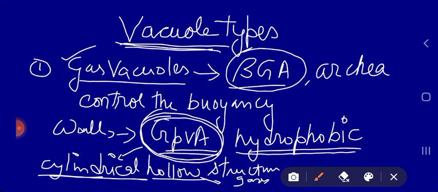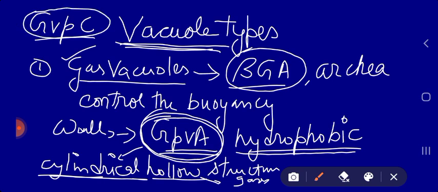For example, GVPC or gas vesicle protein C is a larger protein. So again I repeat about the gas vesicles, not too hard. Gas vesicles are also called gas vacuoles. They are nano compartments which are freely permeable to gases, so gases can easily enter these vesicles. They are found mostly in cyanobacteria, but also in archaea and some other bacterial species.